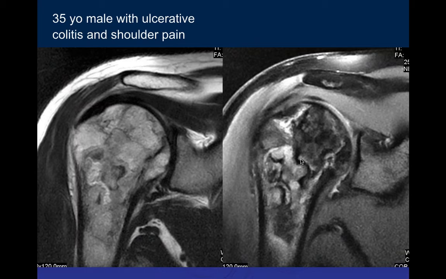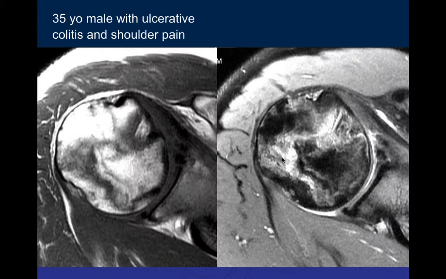35-year-old male with ulcerative colitis and shoulder pain. So we have coronal T2 and PD fat saturated images, and there's multiple serpiginous areas of irregularity within the humeral head, also consistent with avascular necrosis in this patient with UC.